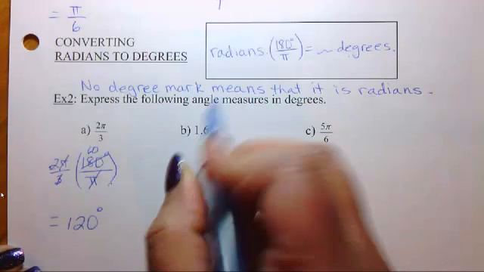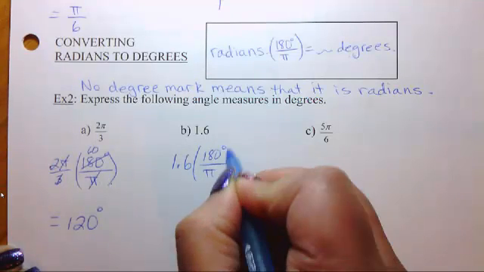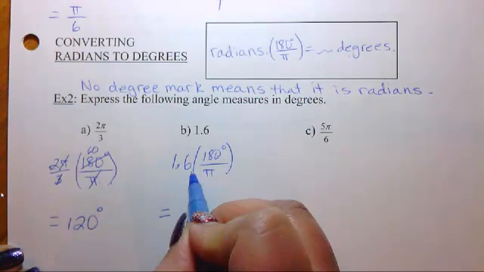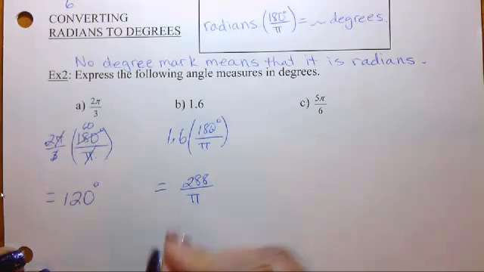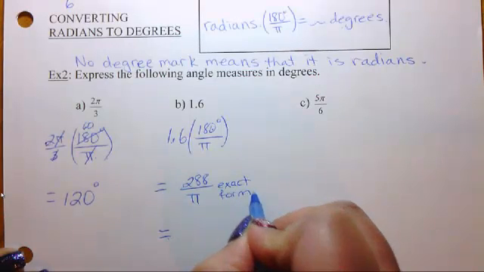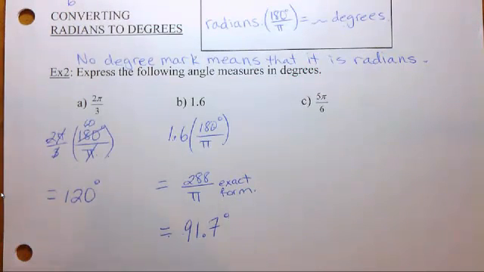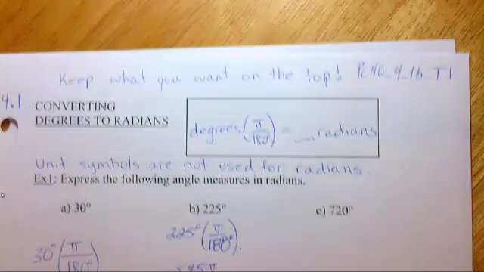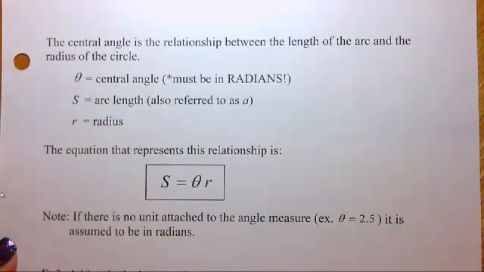So for this 1.6, it's not really too friendly to reduce out without using a calculator. So for this one, you're going to have to just multiply the 1.6 times the 180, and then you end up with 288 over pi, and you could also write that as a decimal. So this would be exact form, and this would be in approximate form, so an approximate decimal number. Okay, I'm going to leave this one for you to try on your own. Let's continue to the question on the next page, which is an application problem.